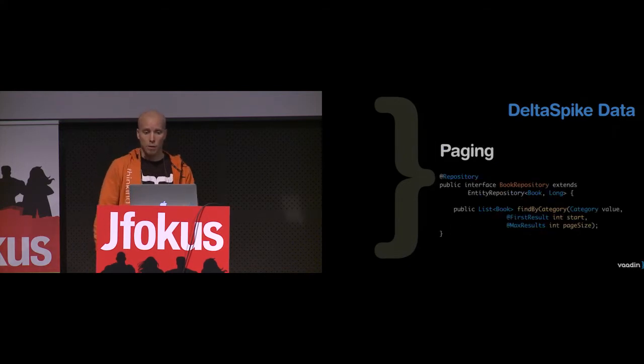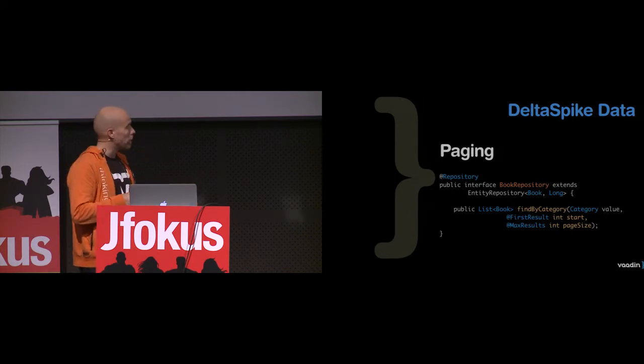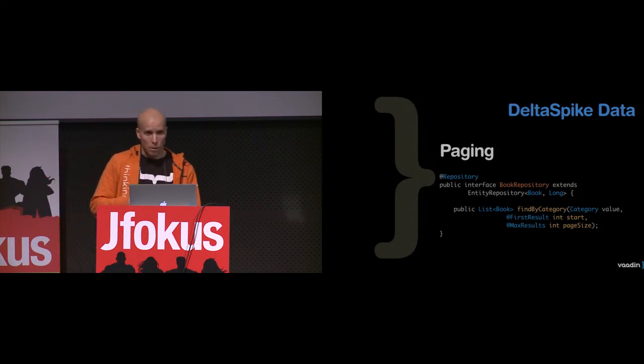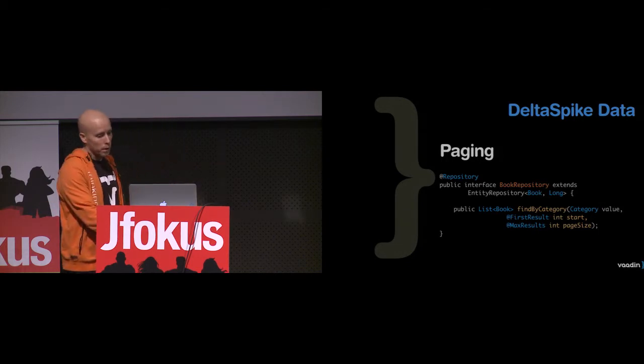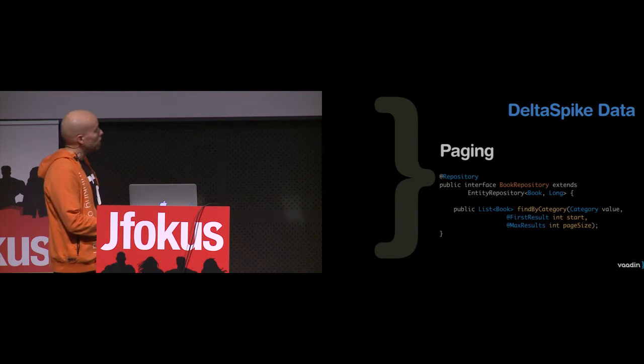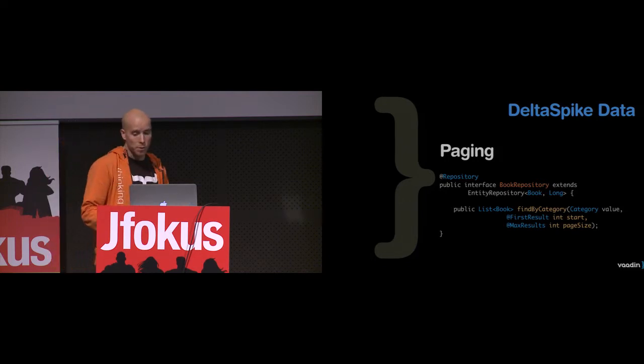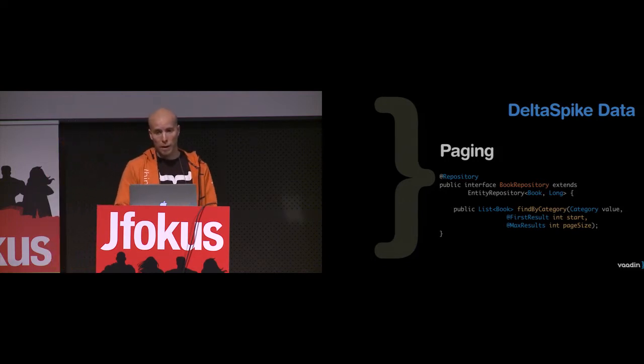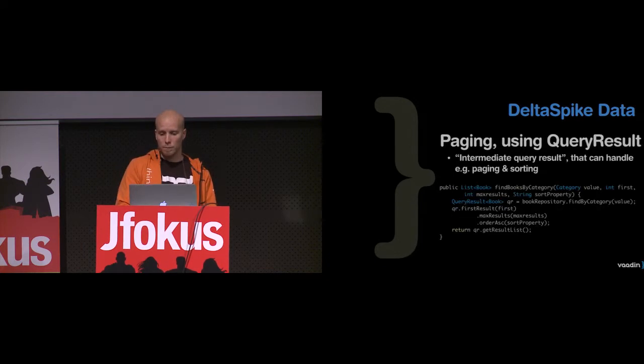The first thing that you will face if you take my example application from GitHub and start to develop something is that you will need some kind of paging as well. If you have a large database, you just cannot fetch all the values from the database. So with DeltaSpike Data, you can add limit parameters there and annotate those with FirstResult and MaxResults. And it will automatically add them to the actual JPQL query that it creates.